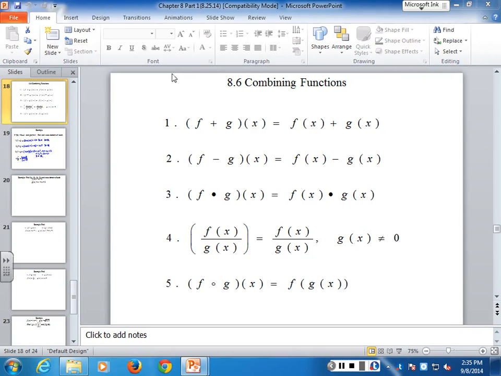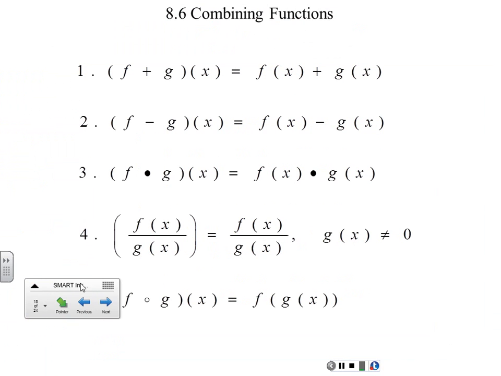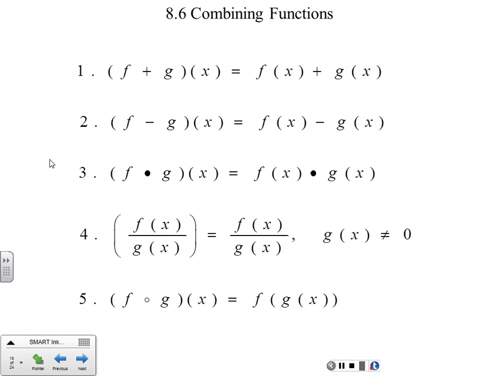Your test will cover Chapter 8, Part 1. We will go into Part 2 a little bit today, but your test, 1 week from today, next Monday, will cover Chapter 8, Part 1. Okay?